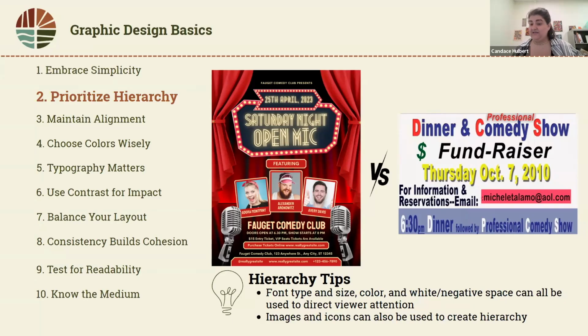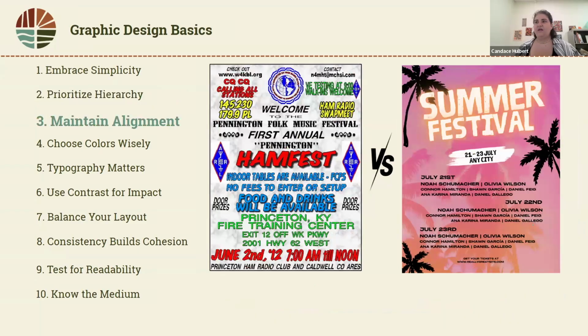use big, bold text for headlines and then smaller sizes for supporting details. You can also achieve hierarchy by using unique font types and color, white space or negative space around the most important information, which you can see in the Saturday night open mic, where the curtains themselves create a white space. But you can also use images and icons to create hierarchy, which you can see in the first picture with the curtains and the microphones. In the second image, there is almost no visual hierarchy, which makes the information challenging to understand. Okay. And then our next key area is alignment.